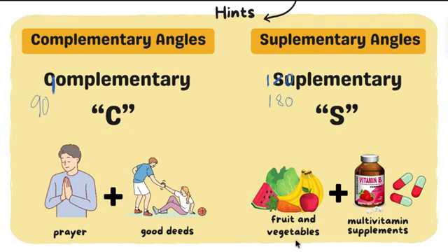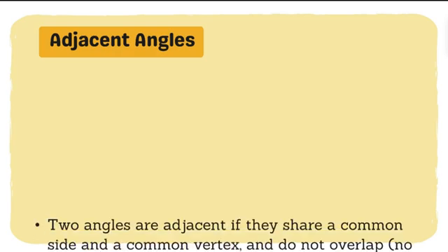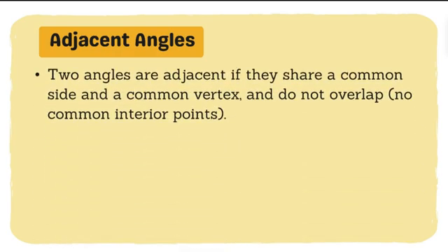Okay? Now, let's proceed to the next angle pair. We have what we call the adjacent angles. Now, two angles are adjacent if they share a common side and a common vertex and do not overlap. In other words, no common interior points. Okay, so let me give an example. Ito, we can see here adjacent angles. We have angle ABC and angle CBD.